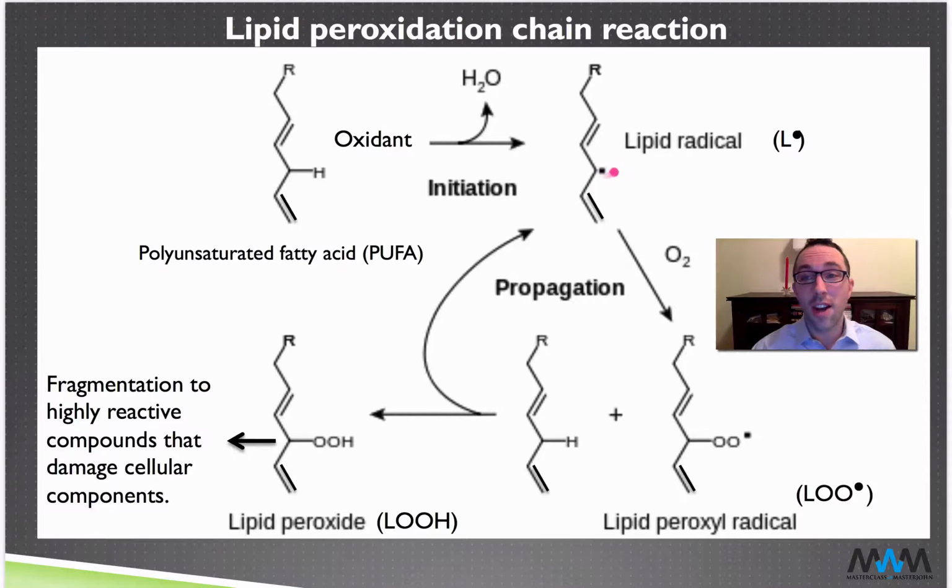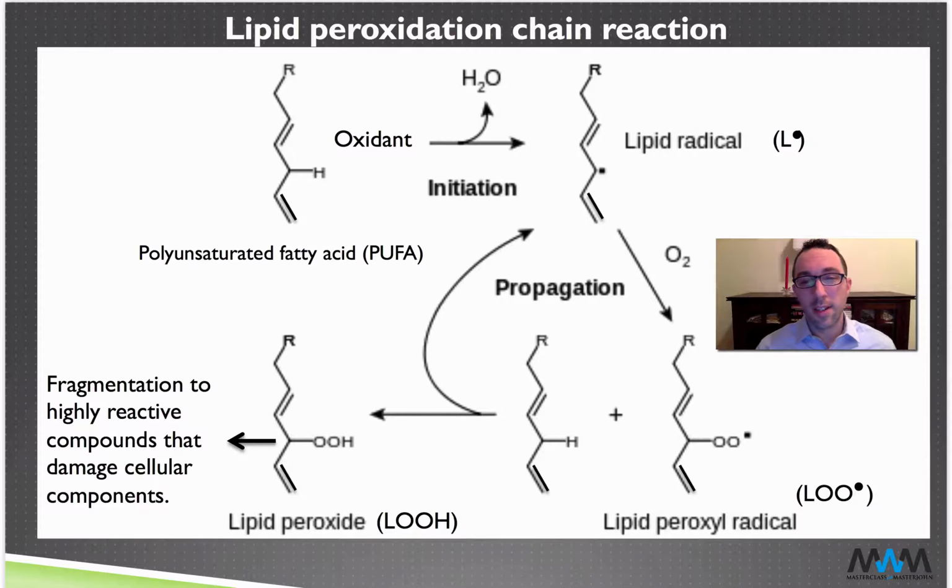And that dot, we could call it L for lipid, L dot. That dot means, or signifies, an unpaired electron. That means it is now a free radical. Free radical means, by definition, you have an unpaired electron. All electrons want to exist in pairs. That means this lipid radical is now super reactive. It has a voracious appetite for a new electron.